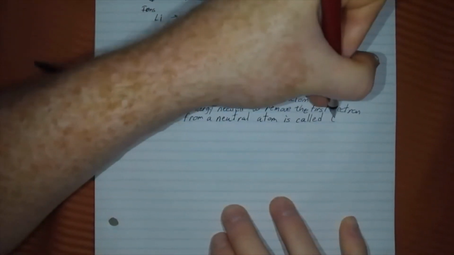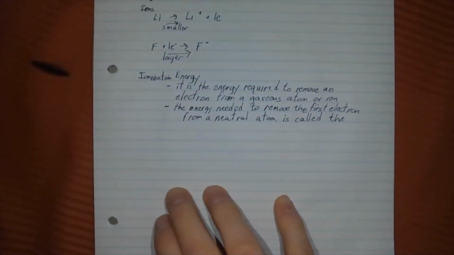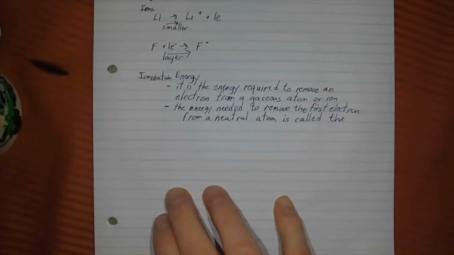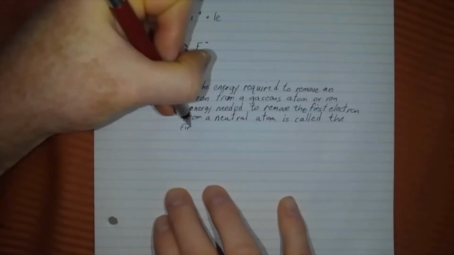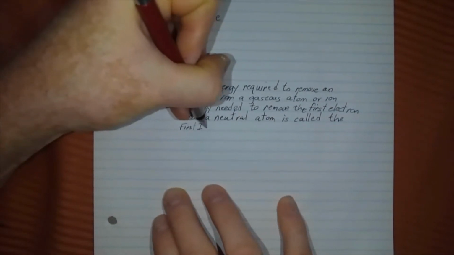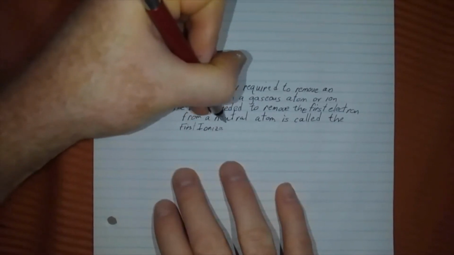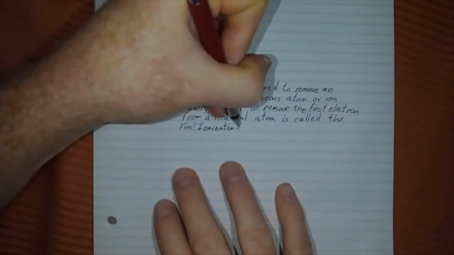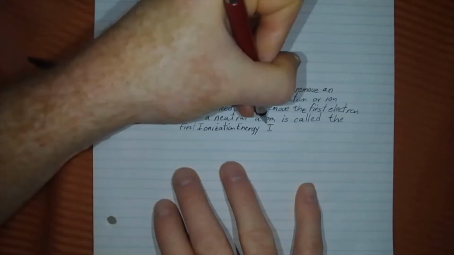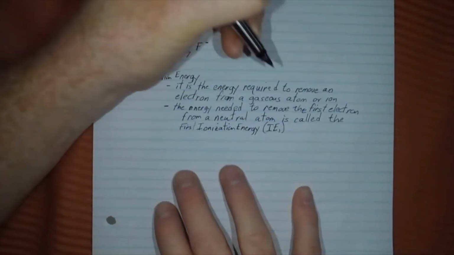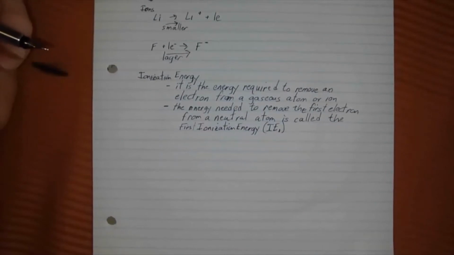The energy needed to remove the first electron, so we're ionizing it, we're turning it from a neutral charge to a positive charge, is called the first ionization energy. And that can sometimes be represented with a capital IE with a subscript 1, the first ionization energy. Subsequent ionization energies, as you remove more electrons, change.